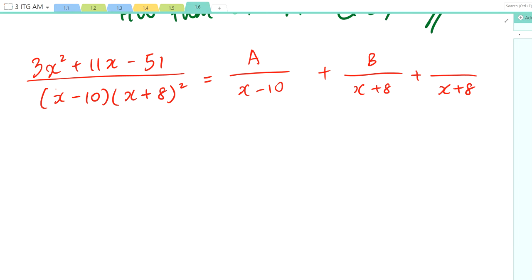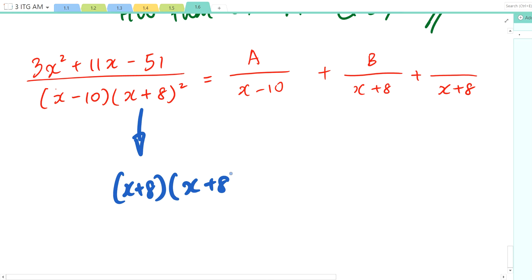Because this x plus 8 squared is actually made of x plus 8, x plus 8. Therefore, I should have an x plus 8 here and an x plus 8 here. Is that correct? No? Are you sure it's not correct? But it looks like it should be this way. x plus 8 squared is made of x plus 8 times x plus 8. Why shouldn't it be x plus 8 over here and x plus 8 over here? Do you know why?